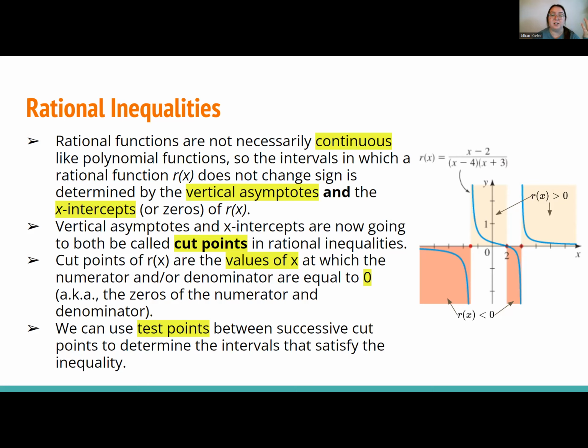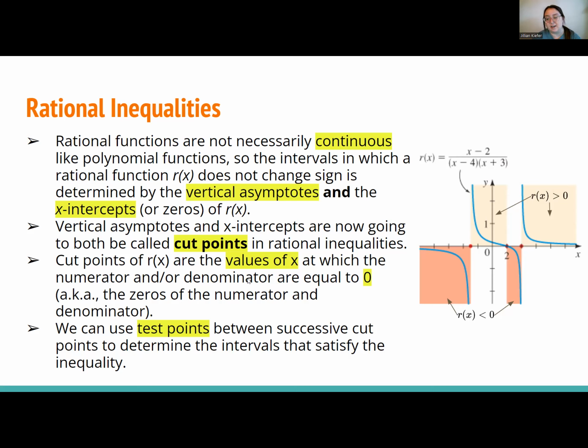And just with everything else we've learned in chapter 3, it's important to know the difference between the two as well. We can use test points once again between all of the cut points to successfully determine the intervals that would satisfy your inequality. So the process for solving a rational inequality is very similar to solving a polynomial inequality. Really, the only difference is that instead of finding zeros, you're finding cut points. But other than that, it's about the same.